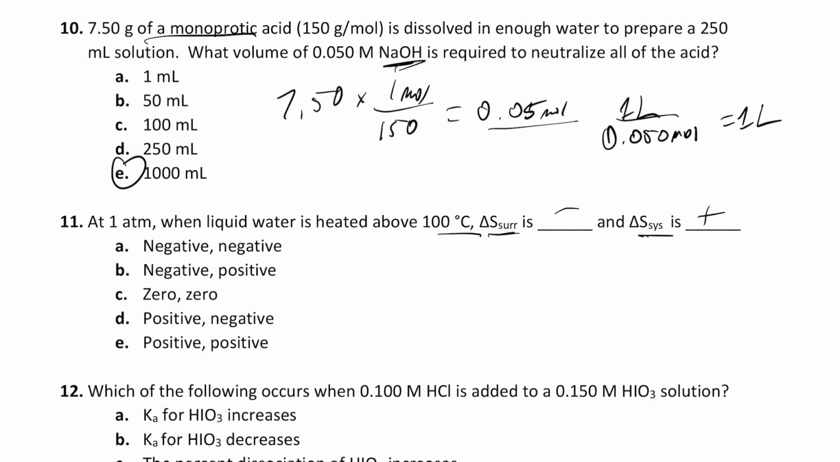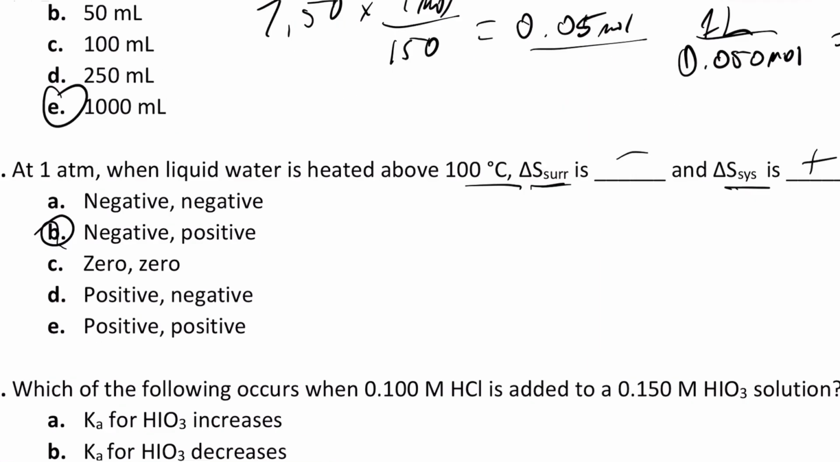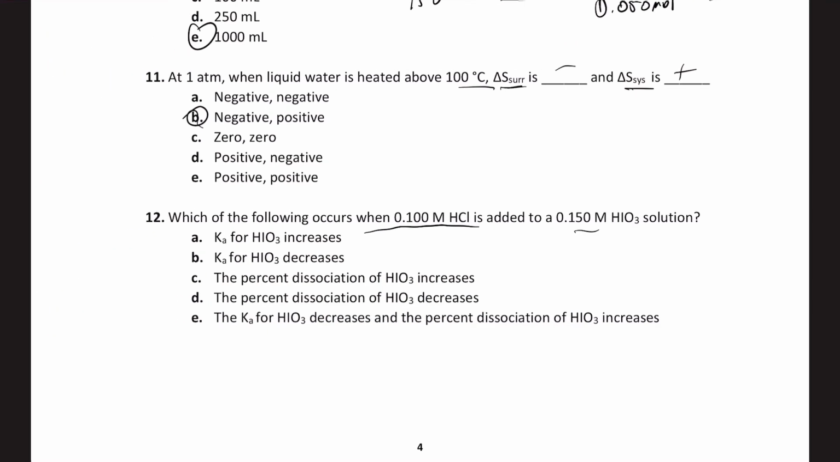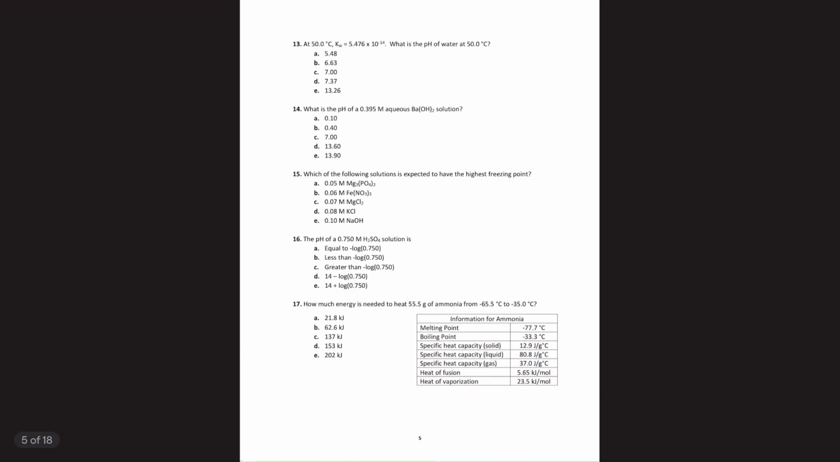All right, so it'd be B and A. I mean B and whatever B. All right, which of the following occurs when 0.1 molar of HCl is added to 0.150 HIO3? All right, so you're giving H plus ions into a beaker with HIO3, right? Common ion effect. That means that yeah, percent dissociation would decrease. D. All right. Moving on, 13.